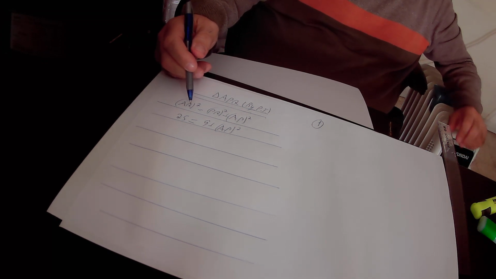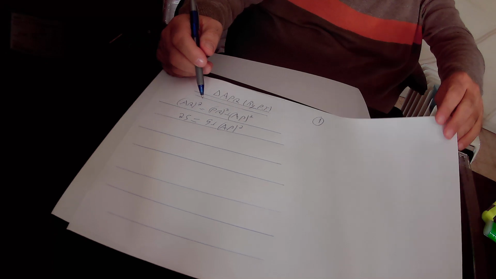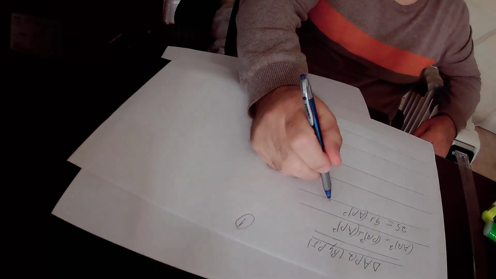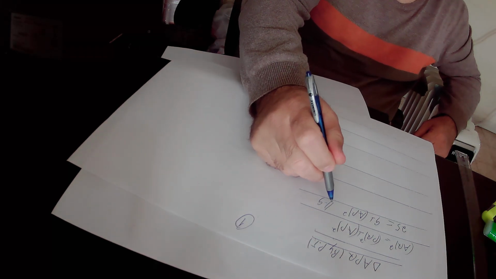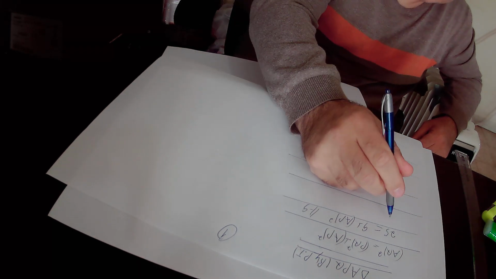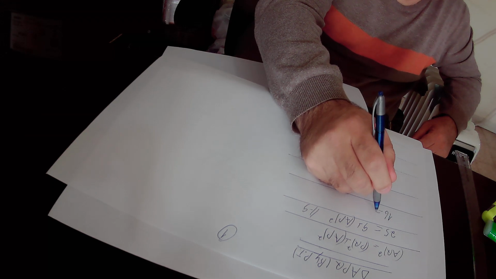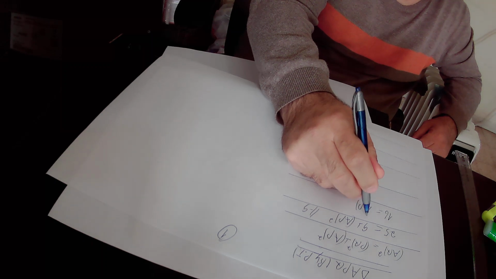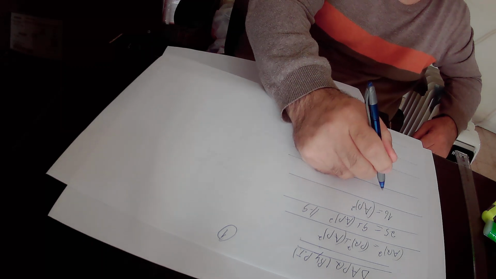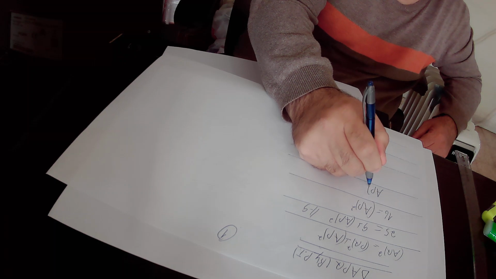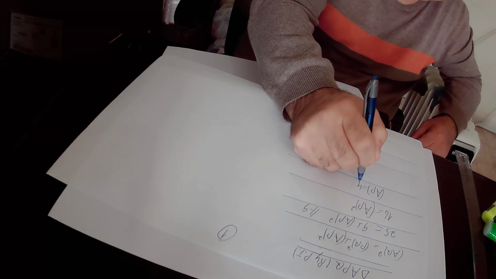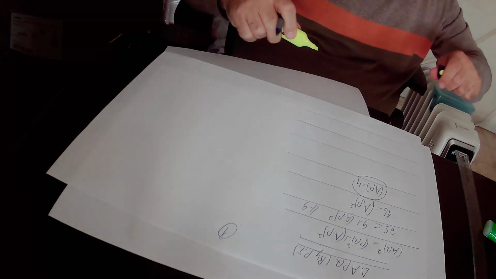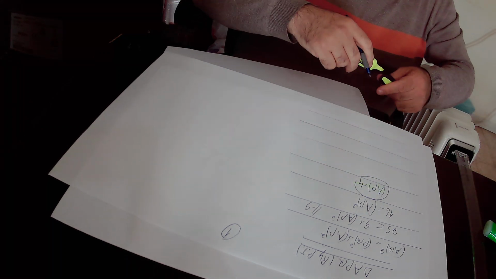We subtract 9 from this equation and we get that 25 minus 9 is 16, which equals AP squared. We take the root of this equation and we get that AP equals the square root of 16, that is 4. AP equals 4 units. I write it down in the drawing that AP equals 4 units.